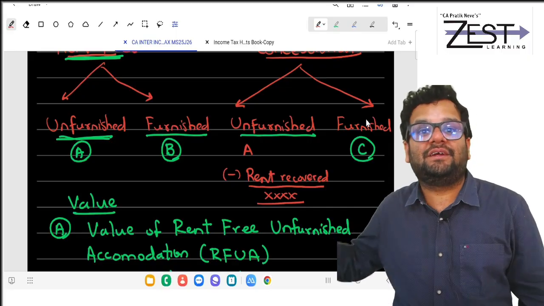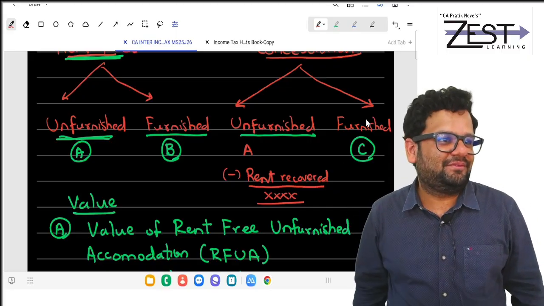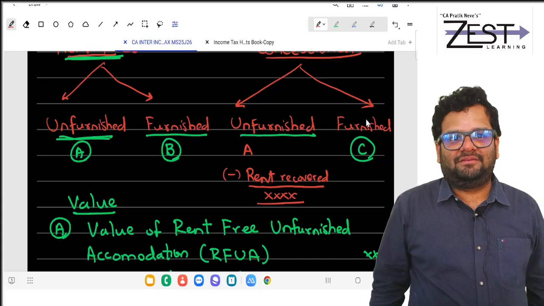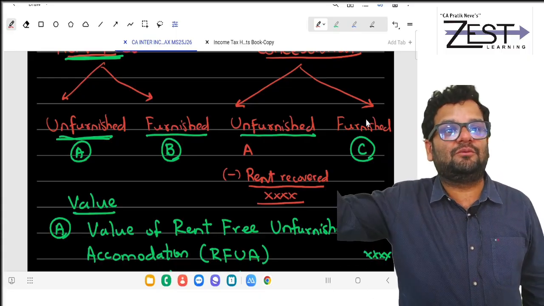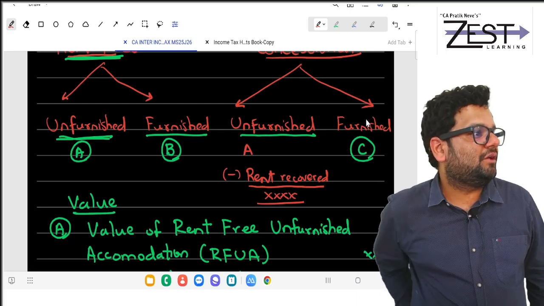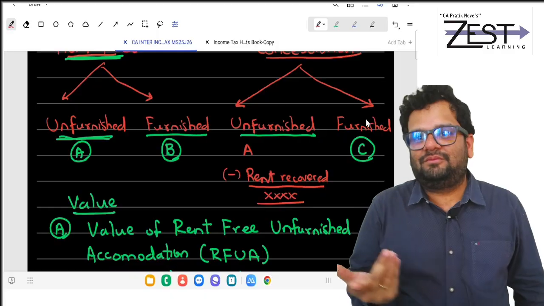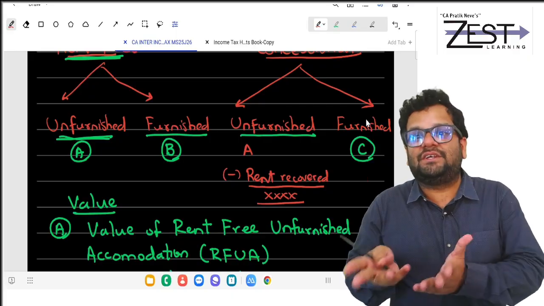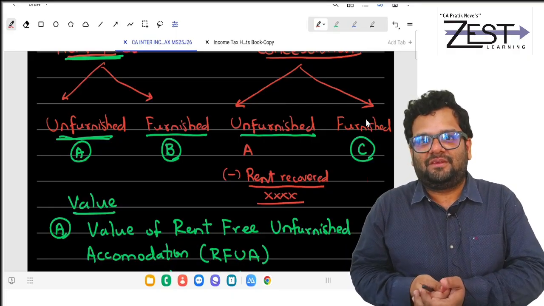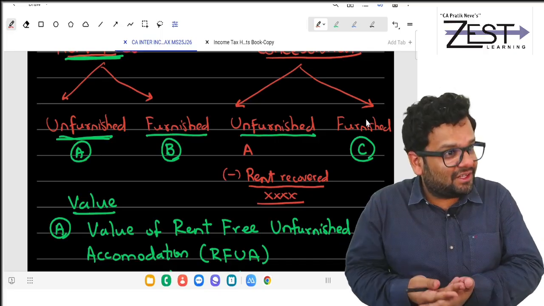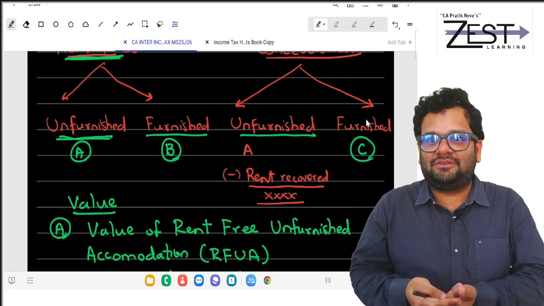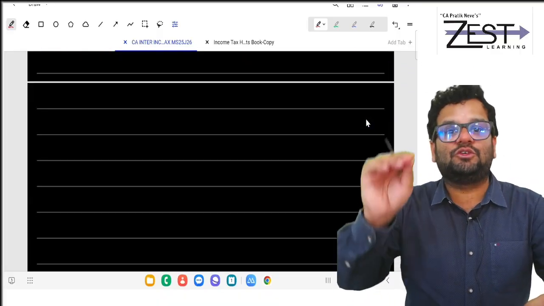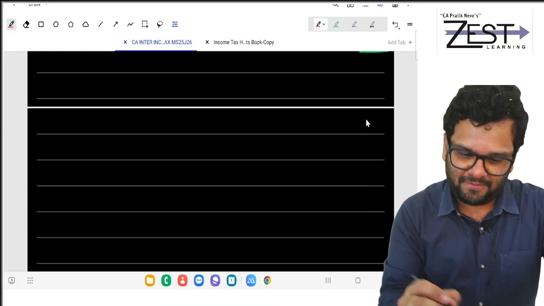But actually, if you understand, the work starts now. How will you decide the value of the house? Say a 3 BHK, 3 bedroom hall kitchen flat is given to employee. What is the value? So value depends on many factors. What factors? Which city is the house? What is the demand supply? Which locality is the house? What is the square feet of the house? It depends on many factors. So you don't have to do anything. You have to just follow this rule given by income tax.